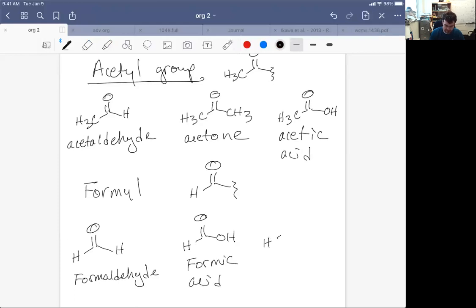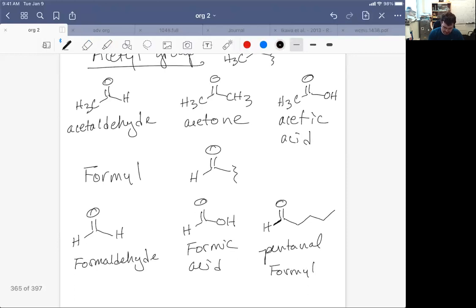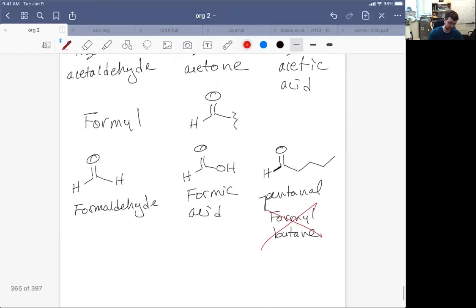But otherwise, there are several examples. If we try to get into carbon-based things, we wouldn't call that formyl butane. Instead, we would call that pentanal. So not formyl butane. Sometimes it can be a little awkward, like when we're naming ketones and that sort of thing, which is why the next thing to talk about really is IUPAC naming.